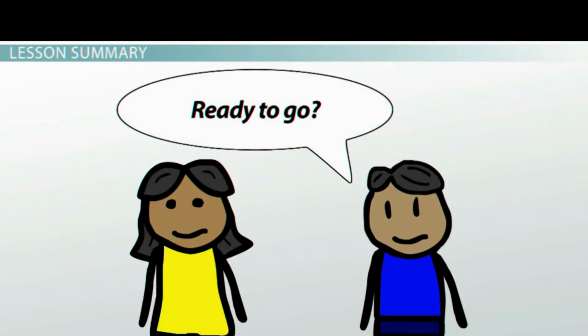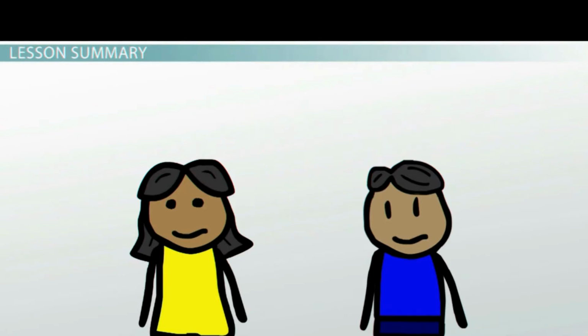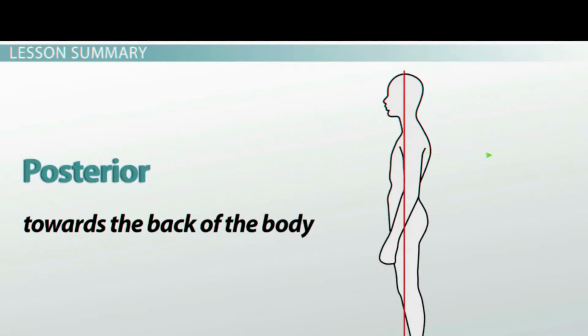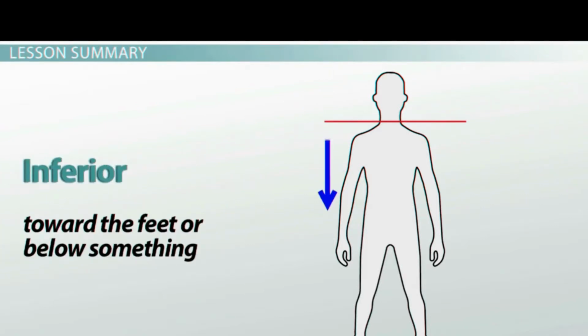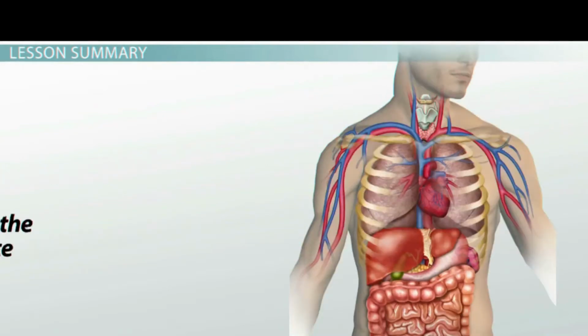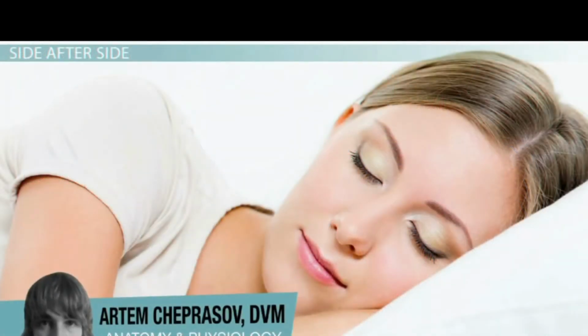Let's not call the whole lesson off just yet, and instead let's review our terms to solidify them in our brain. Recall that the word anterior means that something is towards the front of the body, while the word posterior means that something is towards the back of the body. We also have the term superior, which means towards the head or above something, and the word inferior, which means towards the feet or below something. Finally, the term superficial means closer to the skin or body surface, while deep means further away from the skin or body surface.